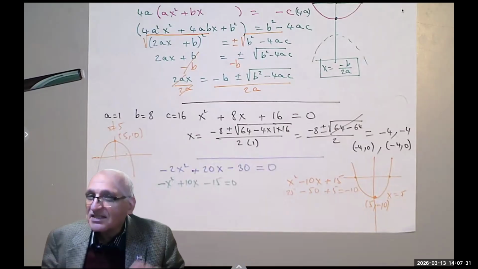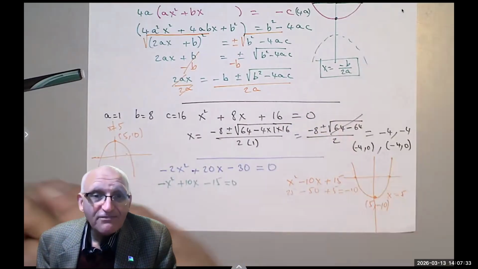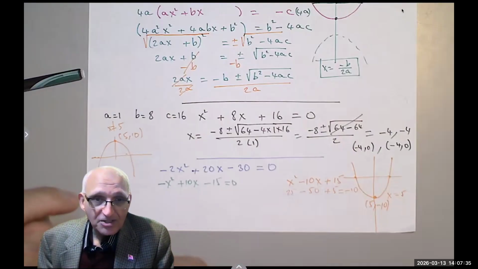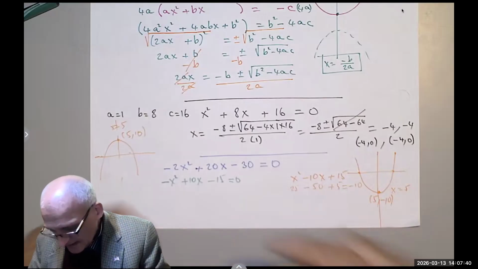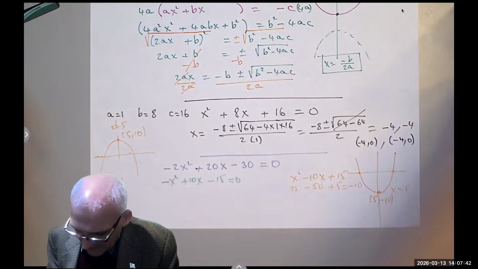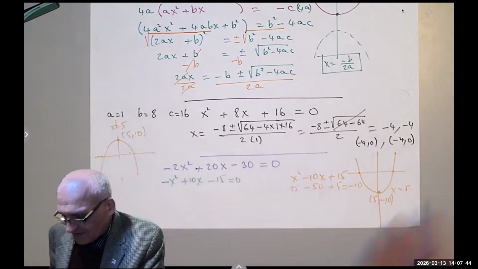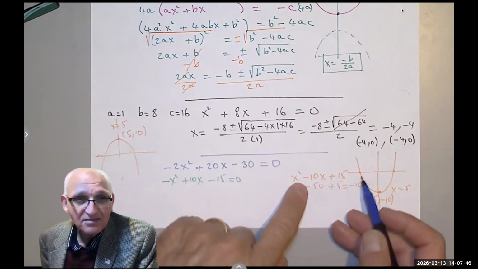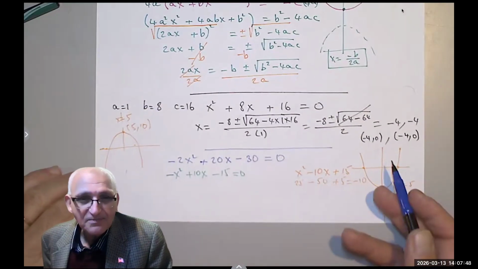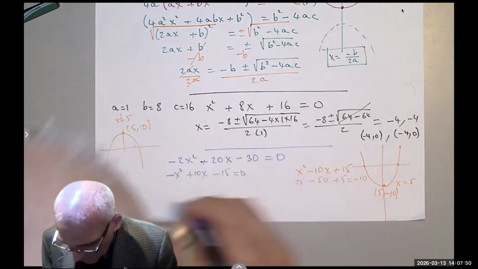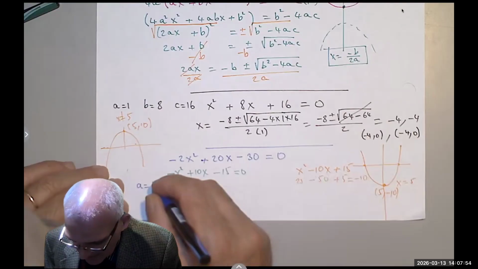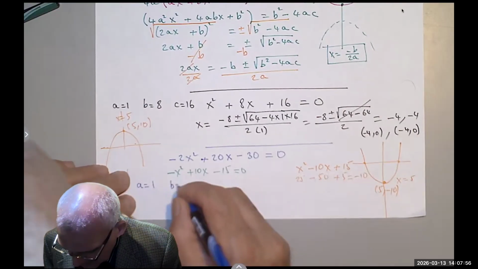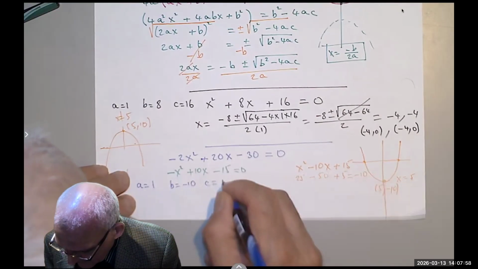So that's why it doesn't matter if you simplify the equation. Okay, so now if we want to proceed, it doesn't matter. This one is pretty much easier because the x squared is positive. So when you say a is 1, it doesn't matter. You can use either one. You get the same answer. A is 1, B is negative 10, and C is 15.